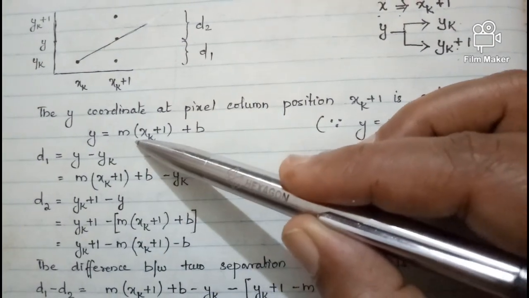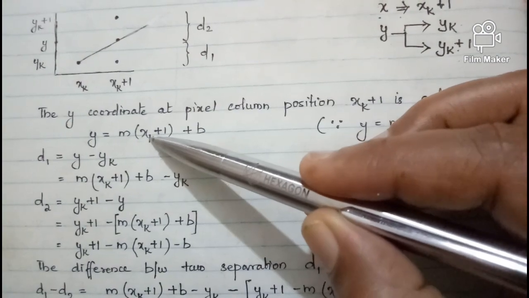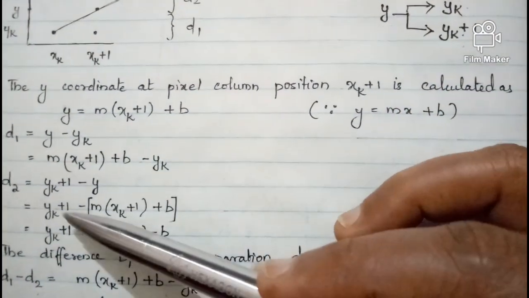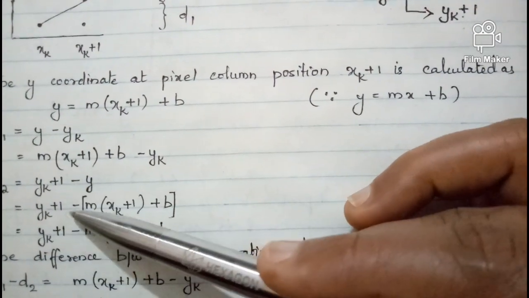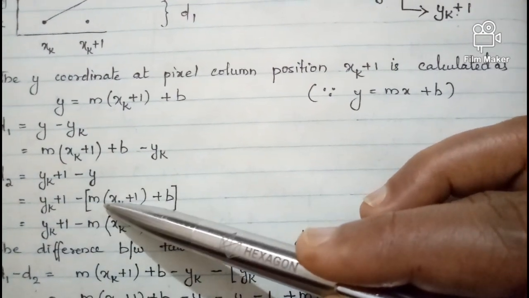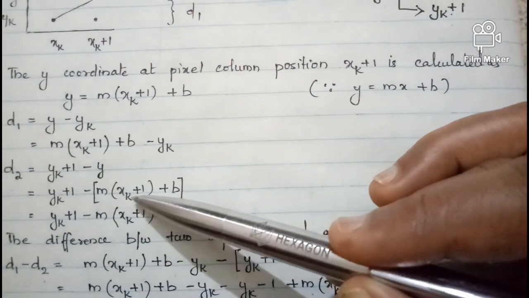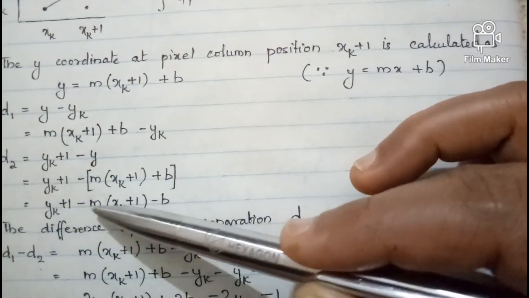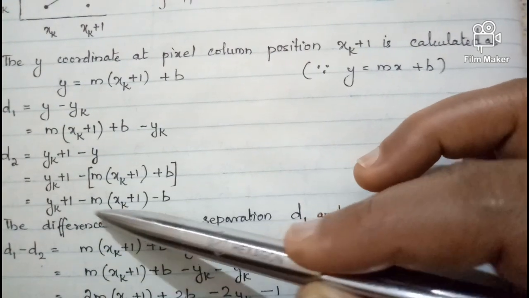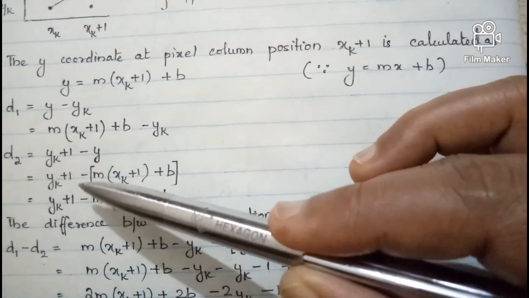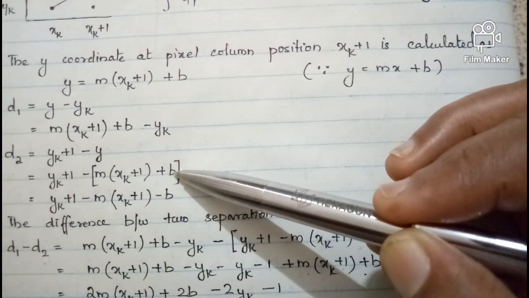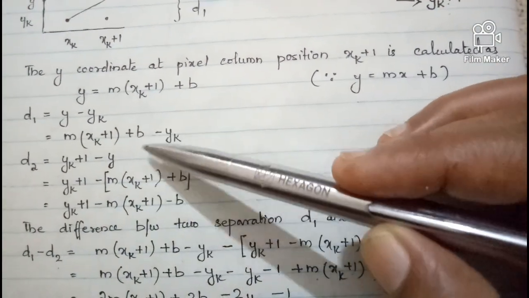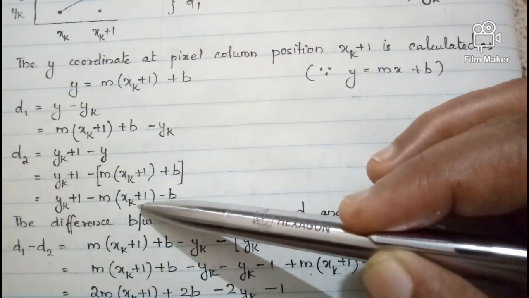Y is this thing, so this value of y should be substituted in this equation. Let us substitute yk plus 1 minus the value of y. When we solve this equation, we will get yk plus 1 minus of this term, which is minus m into xk plus 1, and minus of plus b will become minus b. So we got two values, one for d1 and one for d2.